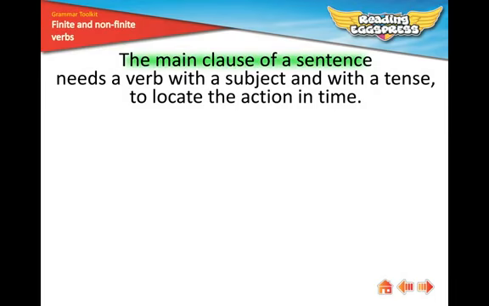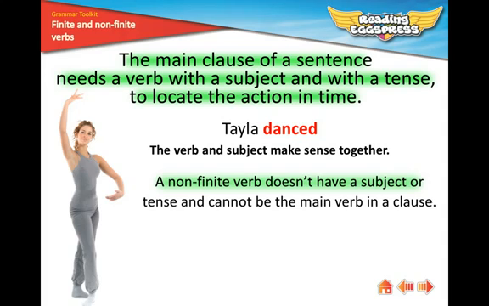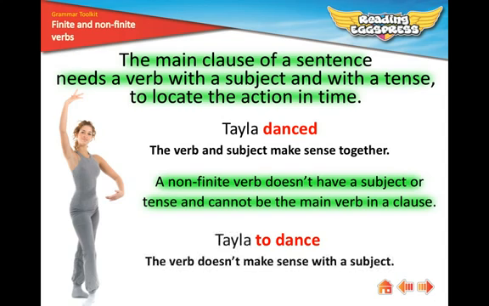The main clause of a sentence needs a verb with a subject and with a tense to locate the action in time. So we have Taylor danced. The verb, danced, and subject, Taylor, make sense together. A non-finite verb doesn't have a subject or tense and cannot be the main verb in a clause. To dance. Taylor to dance. The verb doesn't make sense with a subject.